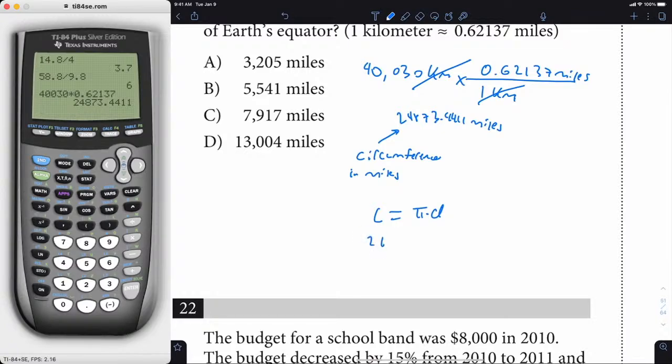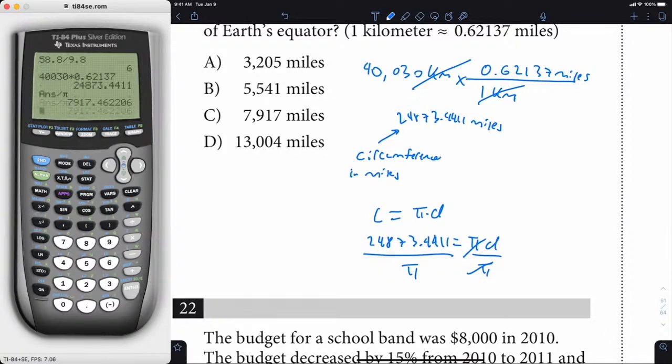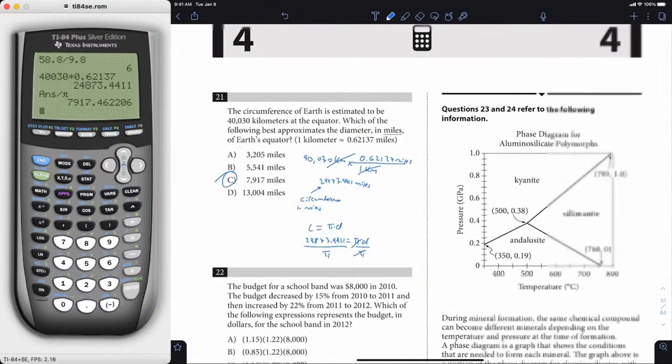So we get 24873.4411 is equal to pi times diameter. Divide by pi on both sides. Let's divide this by pi. So I get 7,917, which is option C.